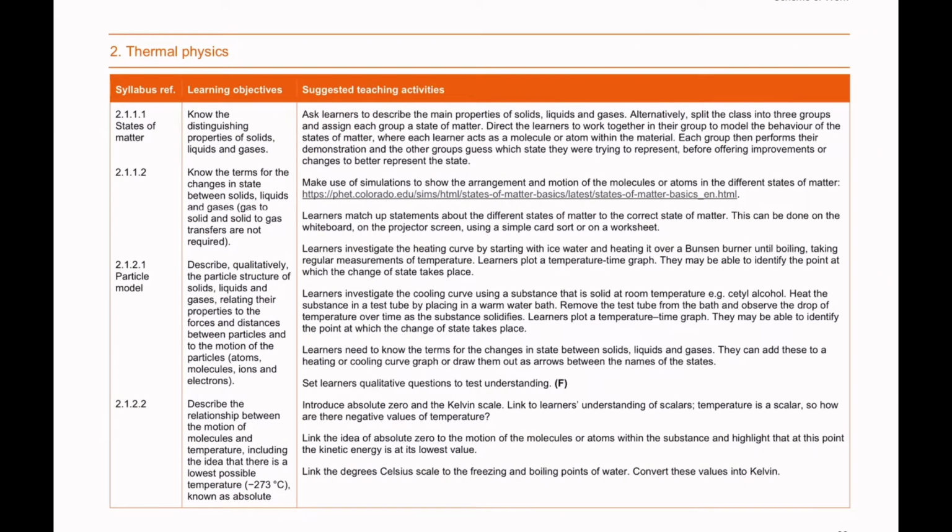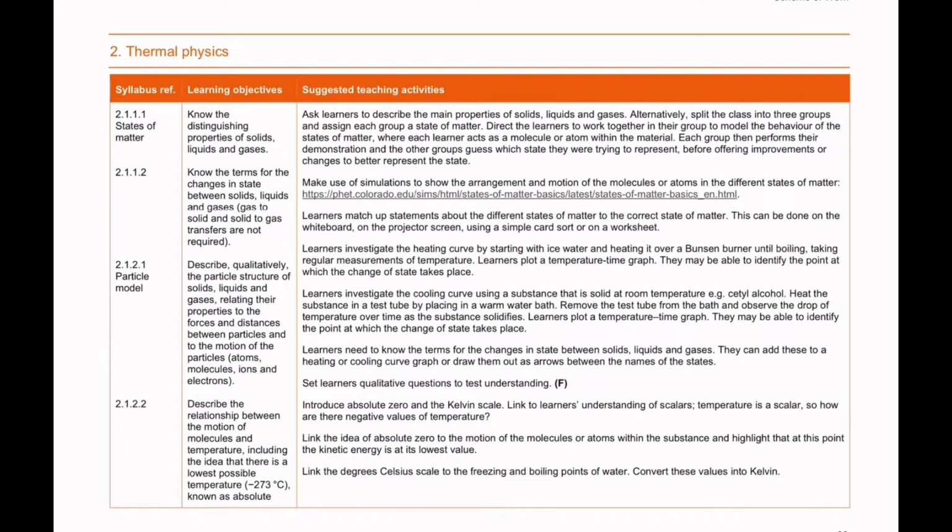Number 2. Thermal physics. Key concept 2.1.1.1 States of matter. Learning objectives. Know the distinguishing properties of solids, liquids, and gases. Know the terms for the changes in state between solids, liquids, and gases. Gas to solid, solid to gas transfers are not required.